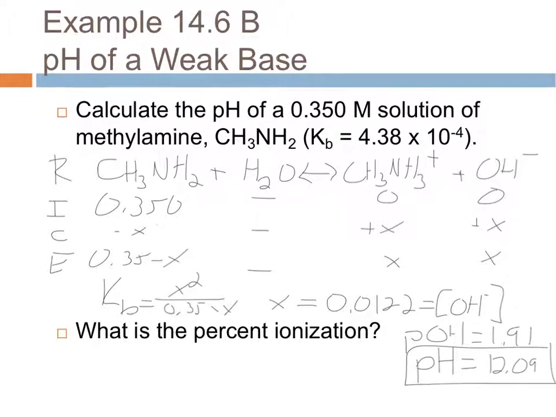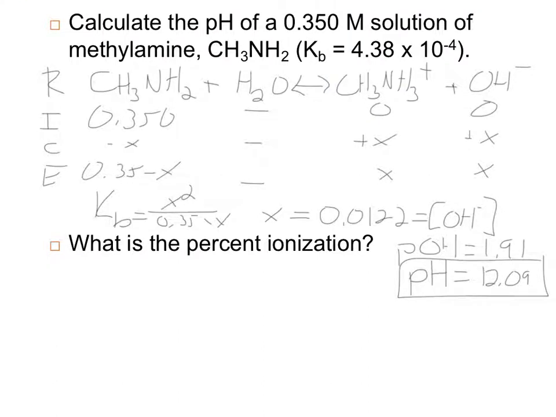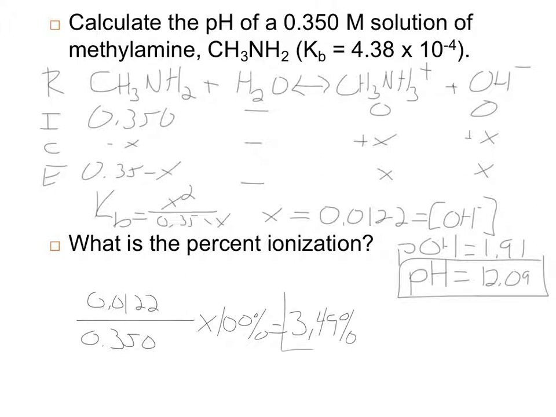Just like acids, we have the follow-up question. What is the percent ionization? Well, I started with a 0.35 molar solution, and we had 0.0122 moles come off of it, part to whole times 100. That will give me a 3.49% ionization. And just like acids, they could give you the percentages to go backwards and figure out x, and then you could solve for the Kb. They gave us the Kb in this case.